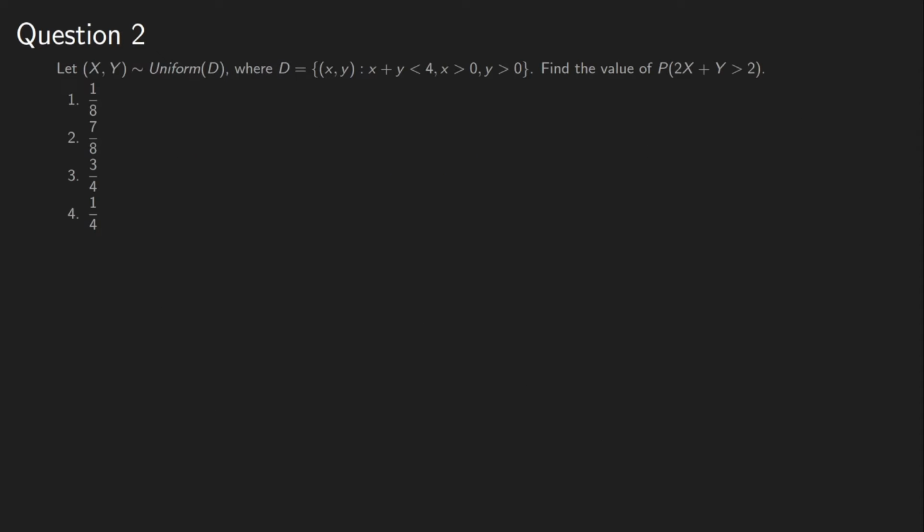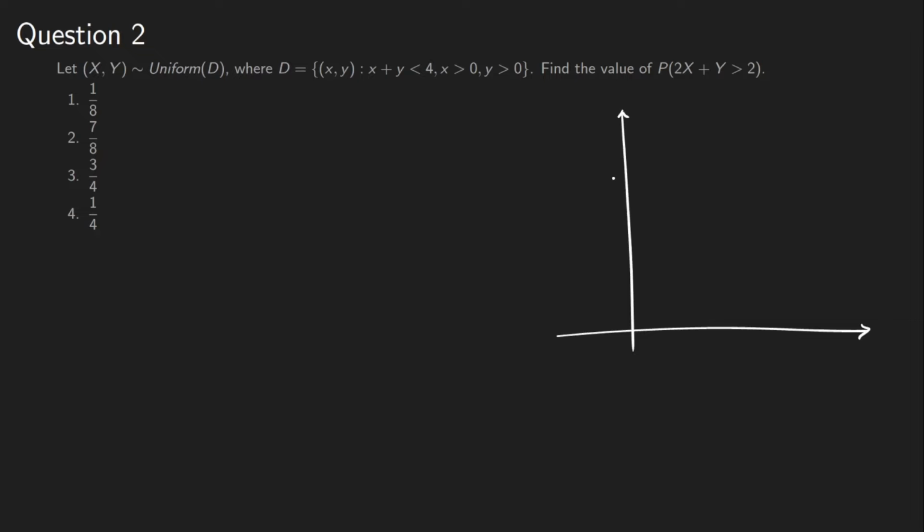Coming to the second question, we have been given two random variables x and y which have uniform distribution in some region D, and that region D is given as the set of all points x, y for which x plus y is less than 4 and x and y both are greater than 0. We have to find the probability that 2x plus y will be greater than 2. So let's try to see this situation graphically and then we will try to find the required probability.